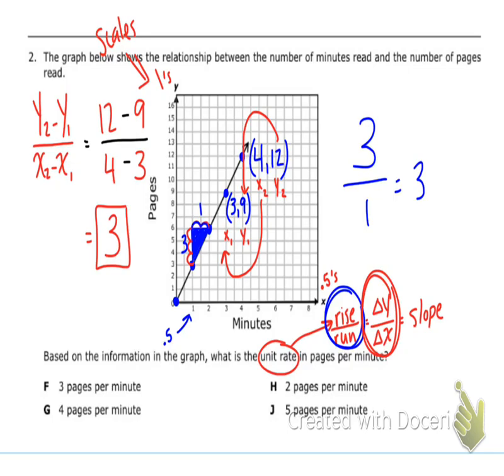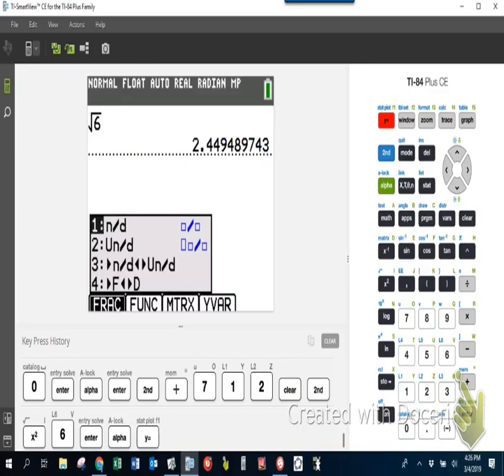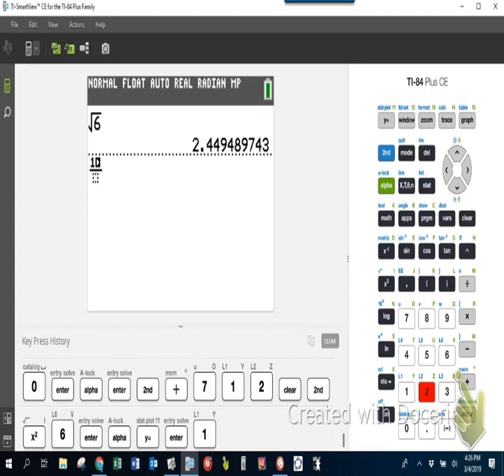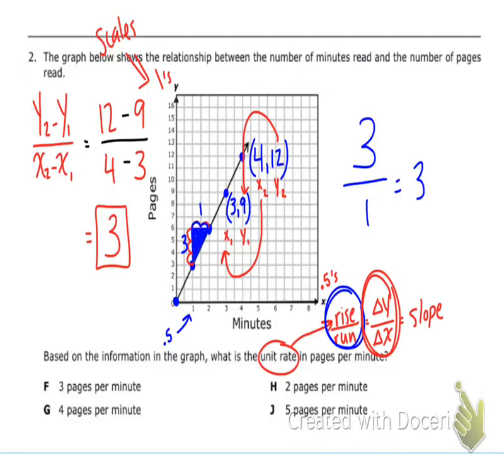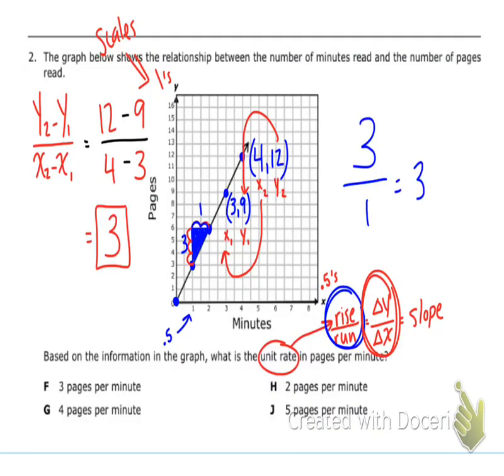Now, here's how you type this in, just in case. So you type in the fraction, and I'm going to do 12 minus 9 over, it was what? 4 minus 3, sorry. So 4 minus 3. And if you type it in right, this will simply just give you 3. Notice it's the same answer, and it should be, because I'm just using different methods for the same thing. I prefer going to use the rise over run on the graph, but it's really up to you.